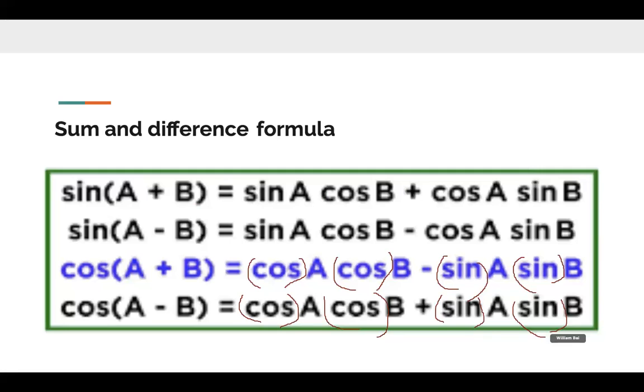And then this is a bit more confusing than before. You see cosine of A plus B, there's a minus sign in the middle, and cosine of A minus B, there's a plus sign in the middle. That would be the two differences between the ones that are cosine and the ones that are sine. And I think we can go on to the next slide.